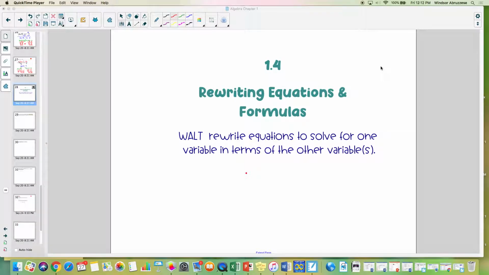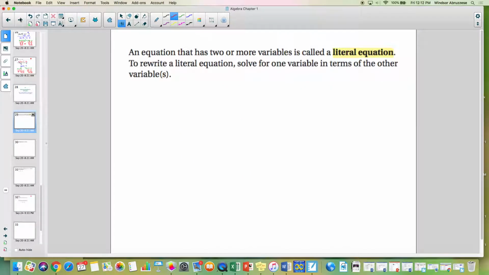The last section for chapter 1 is rewriting equations and formulas. The learning objective is we are learning to rewrite equations to solve for one variable in terms of the other variable. So oftentimes we call these types of equations literal equations, which is an equation that has two or more variables. To rewrite a literal equation, you solve for one variable in terms of the others. We talked about this briefly in class last week, I believe.